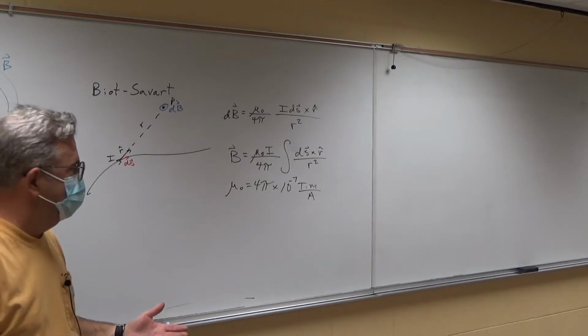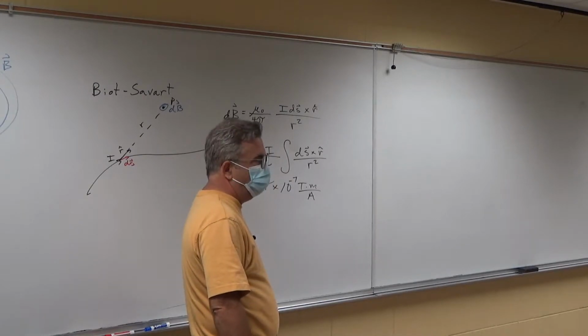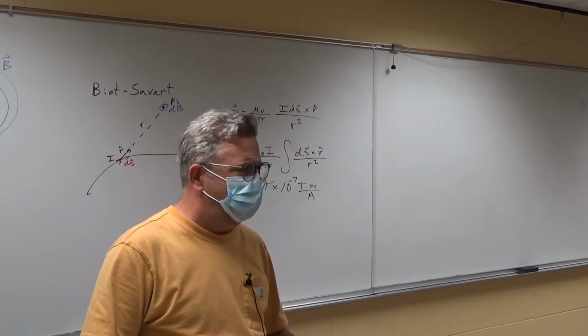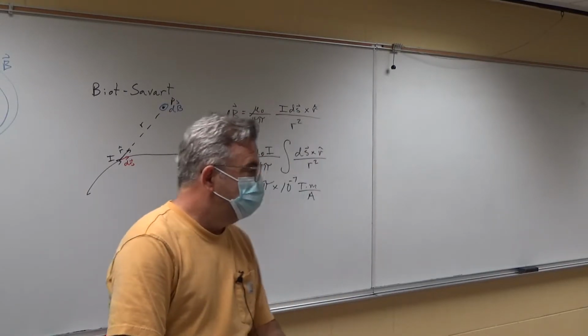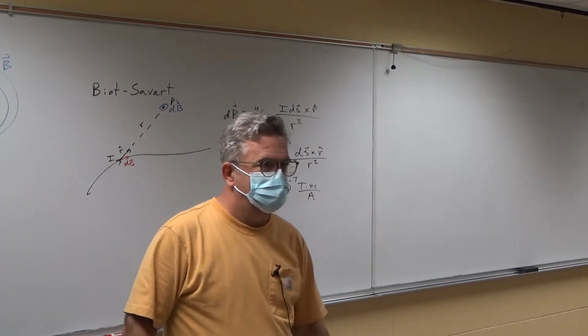Somebody in the other class asked, why write this mu naught thing? You're dividing out 4 pi, so why not just 1 times 10 to the negative 7? Well, you could do that, but we'll see eventually why we keep mu naught this way. Okay, 4 pi times 10 to the negative 7.